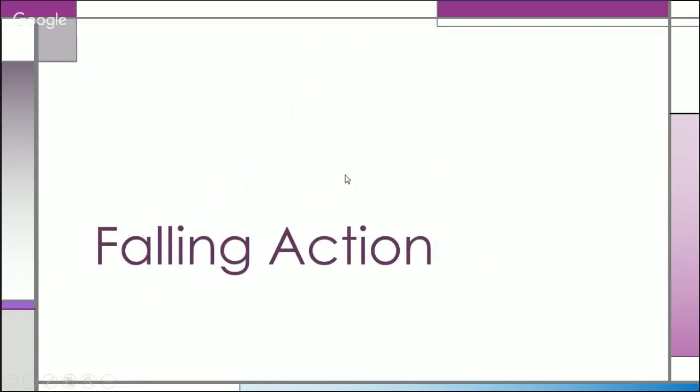Falling action, very quick definition. It occurs after the climax of the story, and it explains the consequences or the fallout, hence falling action, of the climax. So again, explains consequences or fallout of the climax.